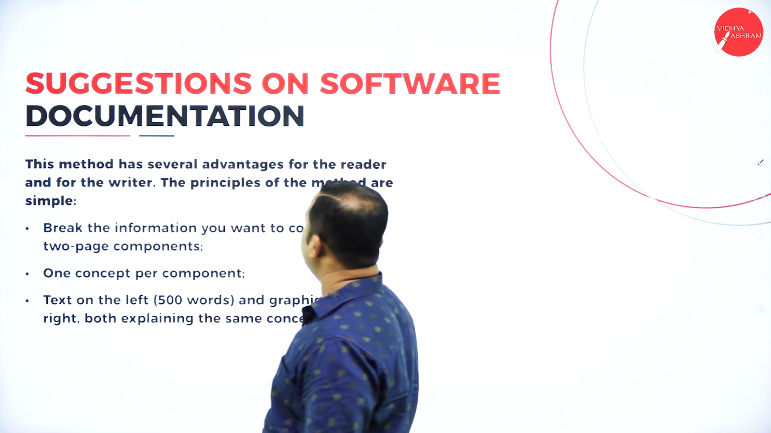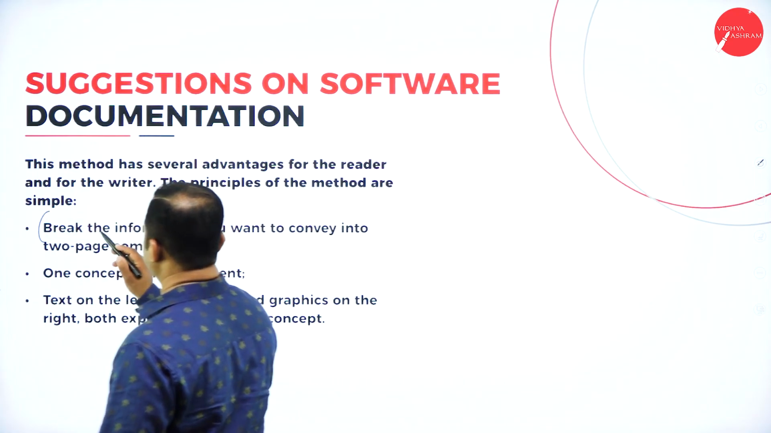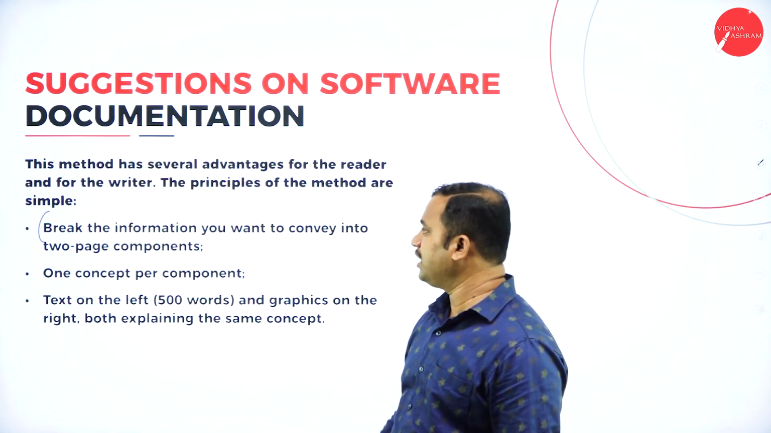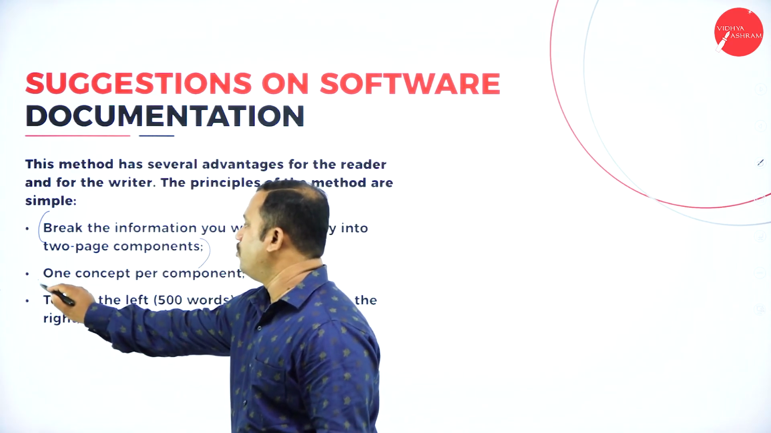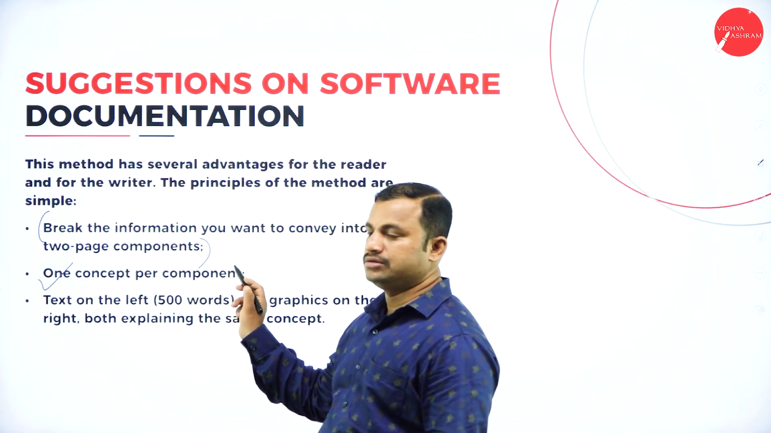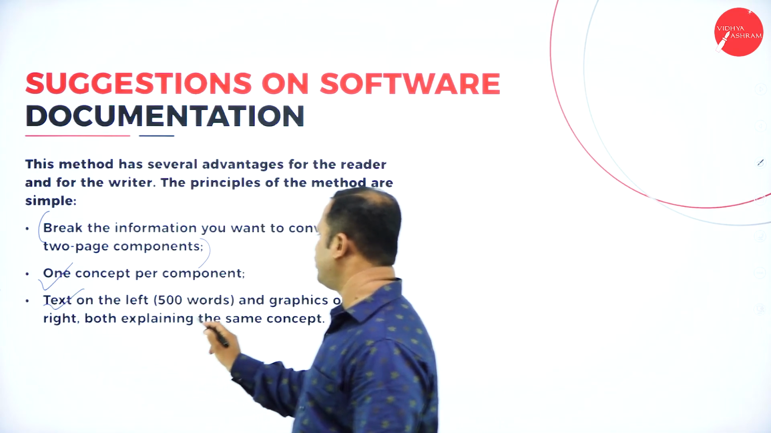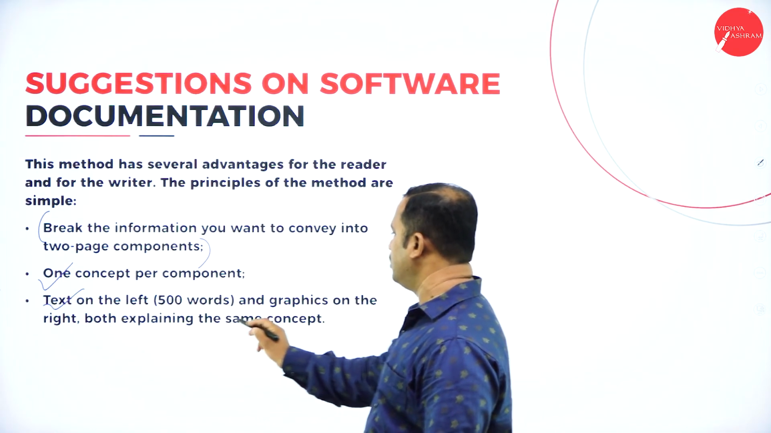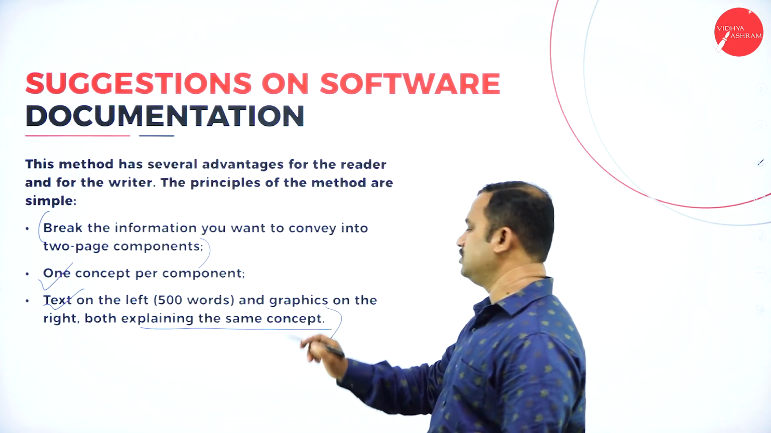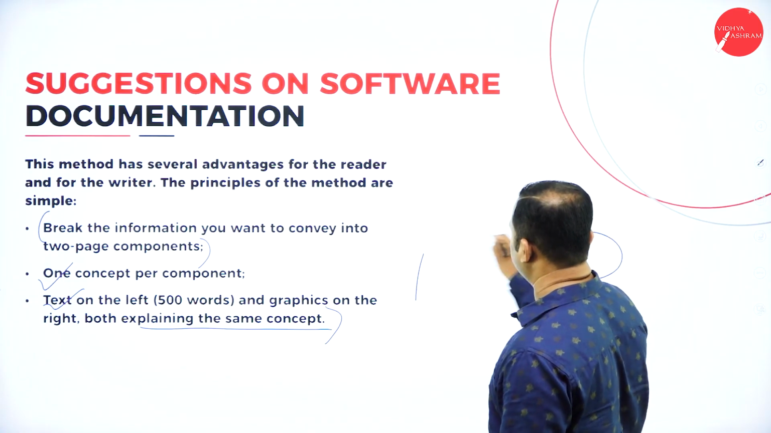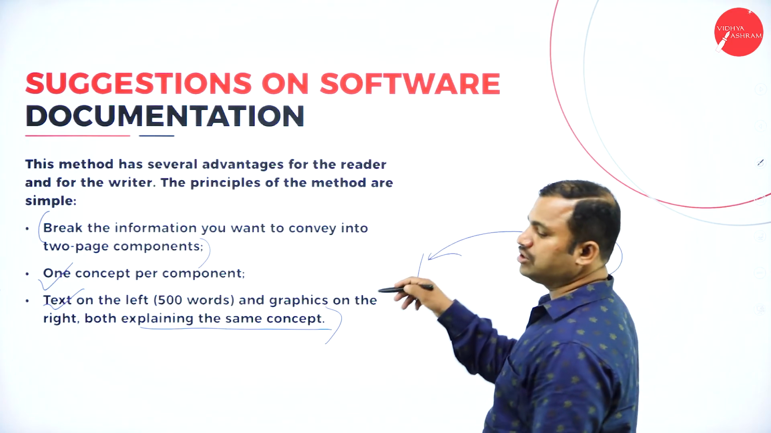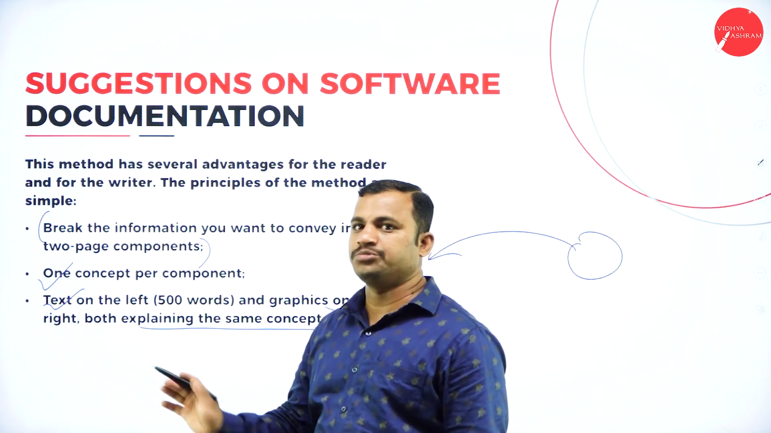This method has several advantages for readers, and it is very simple. Break the information you want to convey into 2-page components, with one concept per component, then text on the left, 500 words, and graphics on the right, both explaining the same concept. That means the text is on one side and the graphic corresponding to this text is on the other, so that he will clearly understand what has to be done.